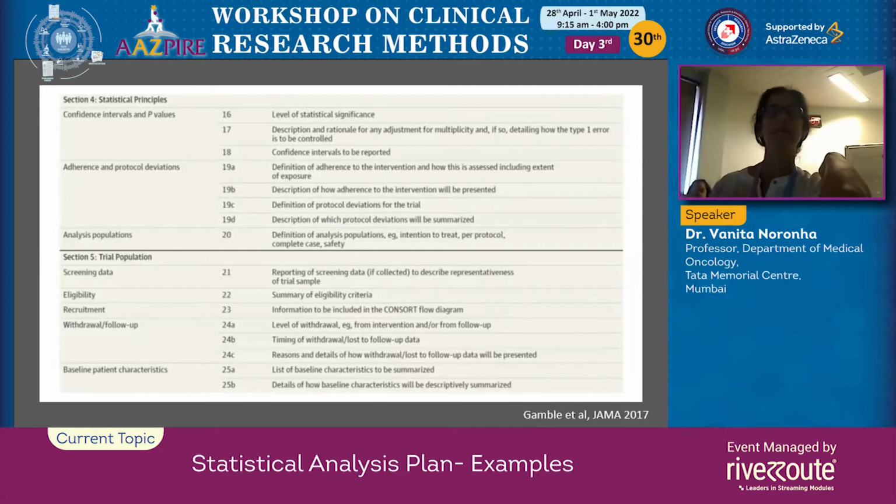What is your analysis for? So what are your populations? Which are you going to use, intention to treat? What is your efficacy population? What is your safety population? So you need to predefine all of this in your statistical analysis plan.